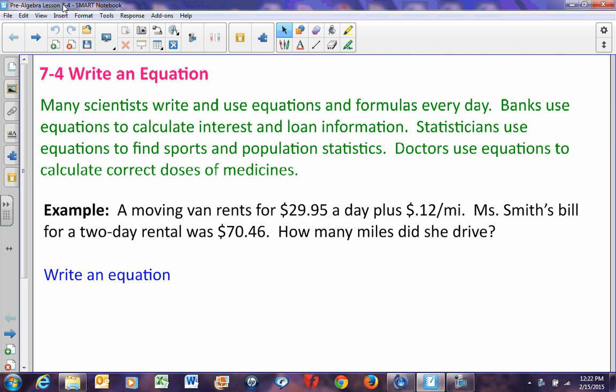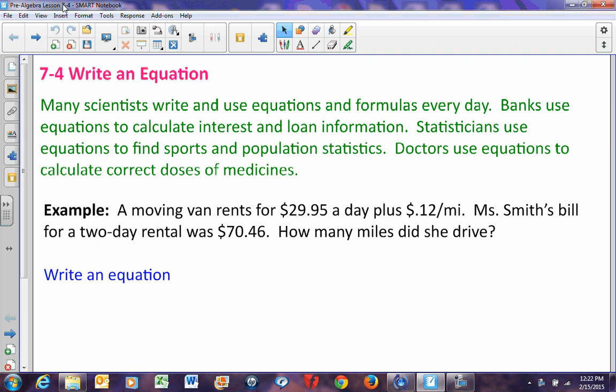So it's good that we understand how to use an equation, but it's also important that we understand how to write an equation, especially from a word problem. So that is our goal today, to be able to write an equation from a word problem. Let's look at this first example.